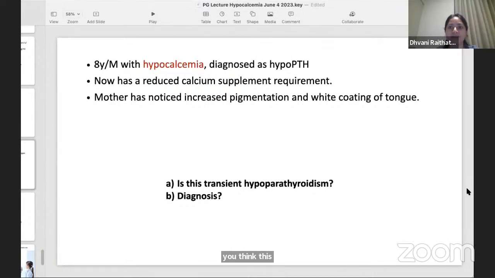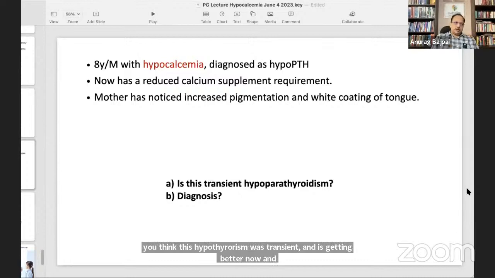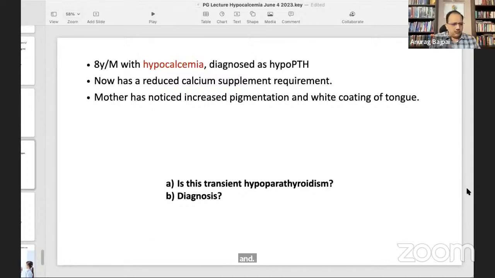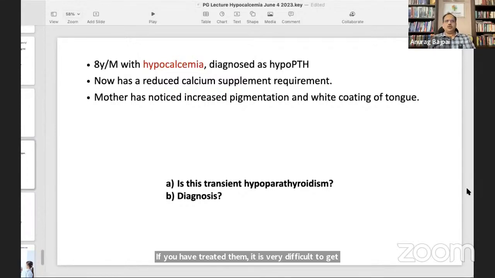And so again, this is a very important scenario. Somebody who is hypoparathyroid, if you have treated them, it is very difficult to get their calcium in the normal range. Whatever dose you use, it's very, very difficult. So suddenly if you develop hypercalcemia, suddenly these things happen, you have to be worried about that.